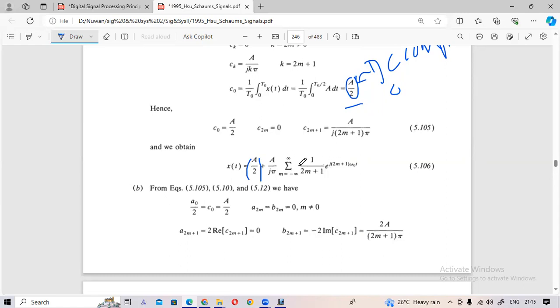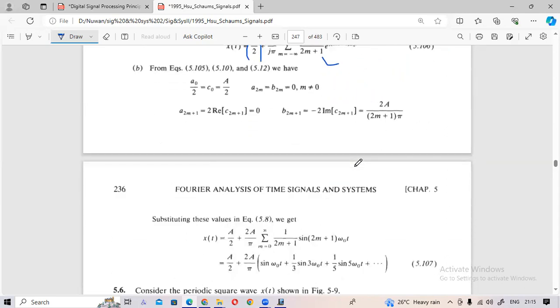So you can write it as a collection of exponential terms. I think you understand this. So you can see that x(t) is equal to the sum of Ck e to the power jkω₀t, where k can be from minus infinity to plus infinity. So now you have evaluated this Ck. It is a function of k.